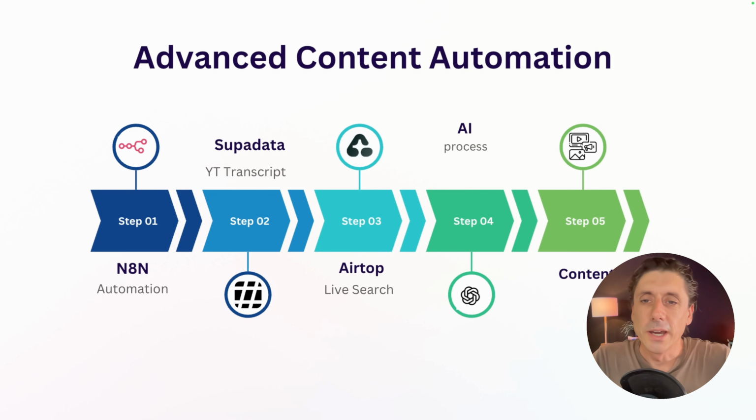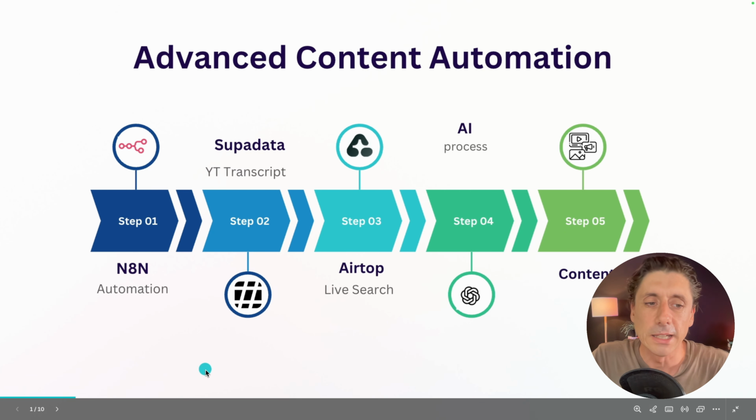In this video, I'm going to show you how to build an advanced content automation system using N8N. So what we're going to do is N8N is going to run the automation. We're then going to grab a YouTube transcript to feed into the automation for input data. And we're going to use a tool called SuperData, which makes it really easy and clean to get a YouTube transcript quickly.